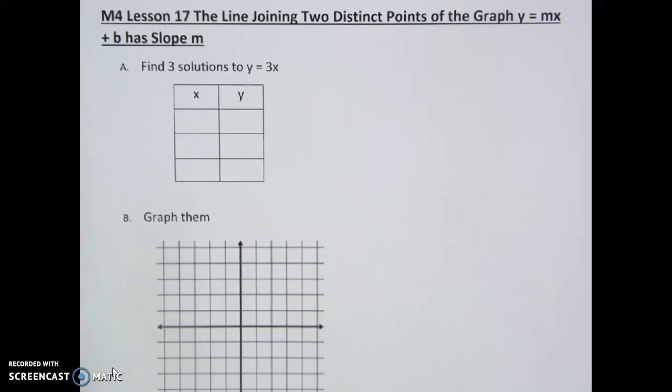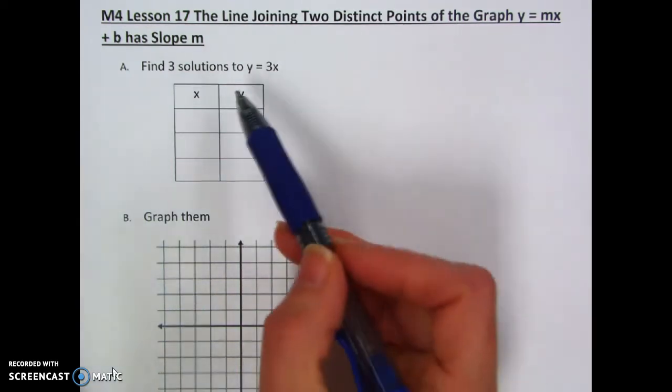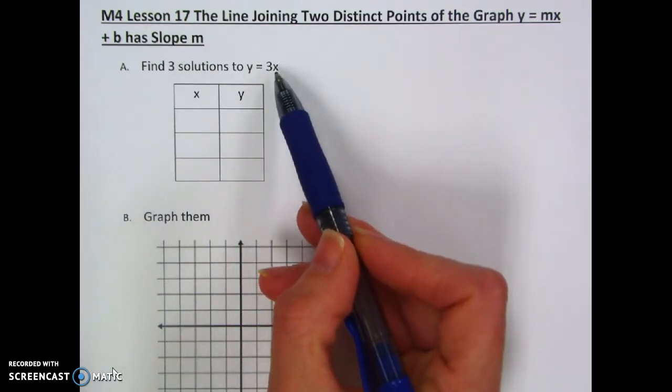Module 4, Lesson 17. The line joining two distinct points of the graph y equals mx plus b has a slope m. So let's see what they're talking about with this. First of all, they're going to ask us to find some solutions to an equation. I'm just having you find 3 solutions to this one. So how do we find solutions?